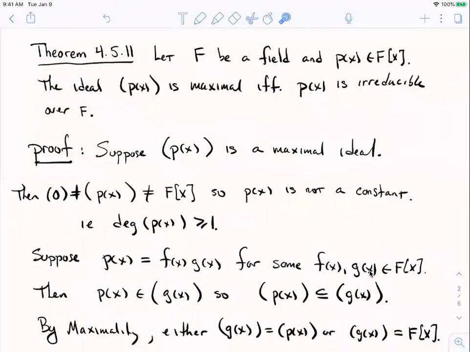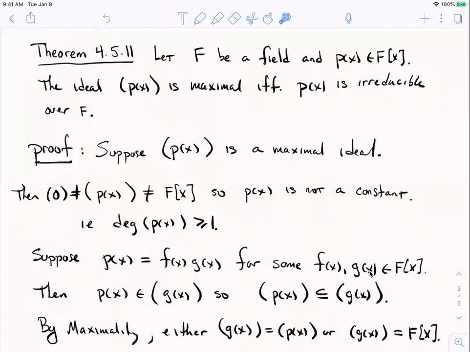Okay, so let's start by supposing that this p of x, I'll just use the theorem to quantify my variables so I don't have to rewrite it all here. Let's suppose that p of x generates a maximal ideal. All right, so let's say a couple of technical details here. First of all, that ideal can't be 0, because 0 is not a maximal ideal in the ring of polynomials. 0 is contained properly in lots of proper ideals. So p of x can't be 0. It's not the 0 ideal.